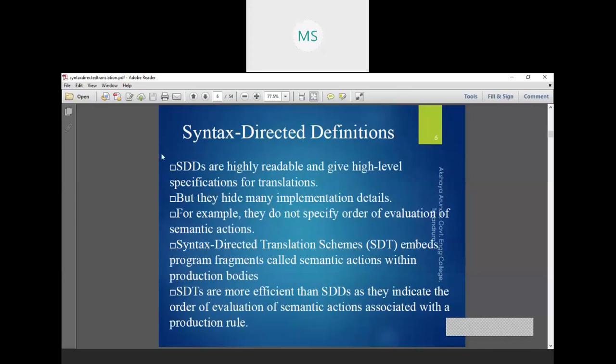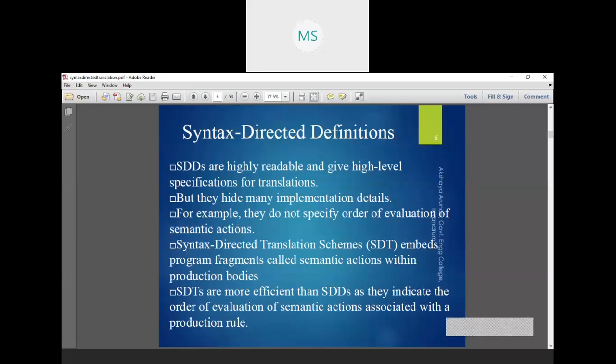Next. Okay, now SDDs are highly readable and give a high-level specification for your translation, but they hide many implementation details. SDD is always used because we use it for readable format. We don't know how the implementation can be done because they hide the implementation details. For example, they do not specify the order of evaluation of your semantic actions. You only write the semantic action for each production, but we don't know in which order the computation will start. Because of that, we say they hide the implementation details.